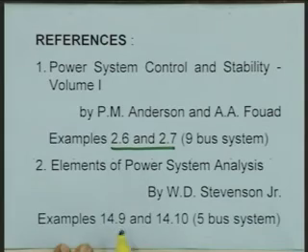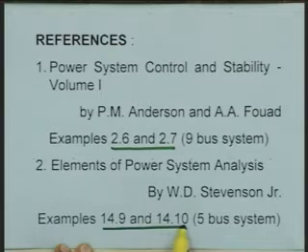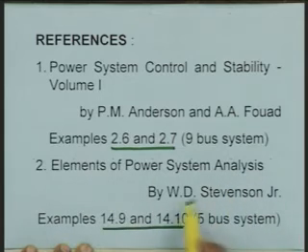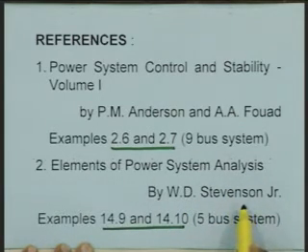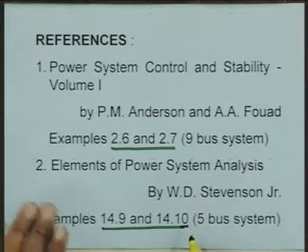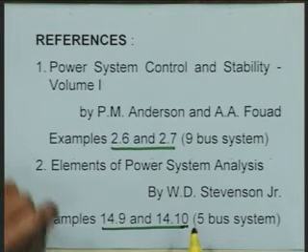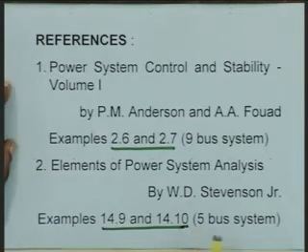One more simple example is given in the basic book on power system analysis, Elements of Power System Analysis by Stevenson. Everybody is aware of this book. Here he has solved a 5-bus system, and in this 5-bus system he has illustrated all the steps which are required to obtain the complete transient stability solution.